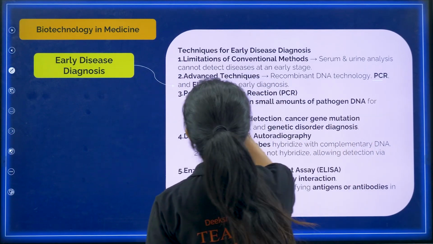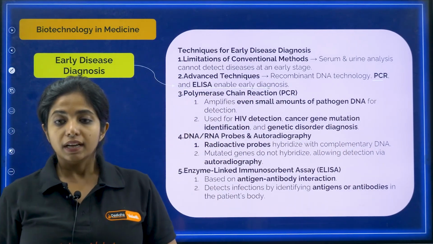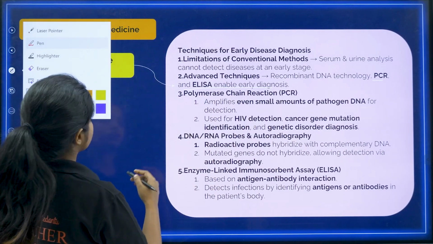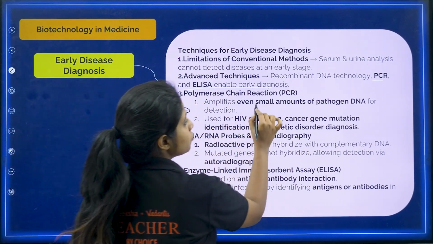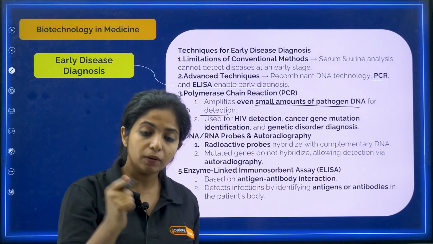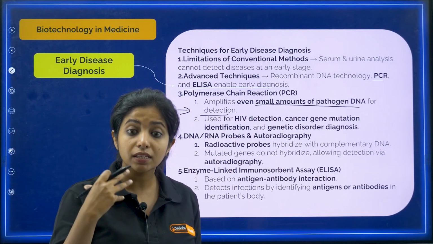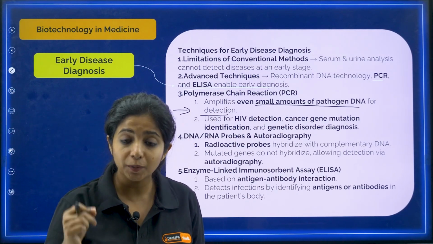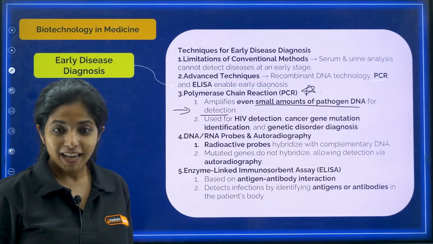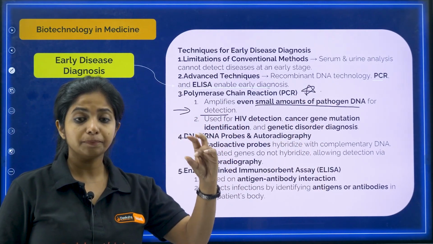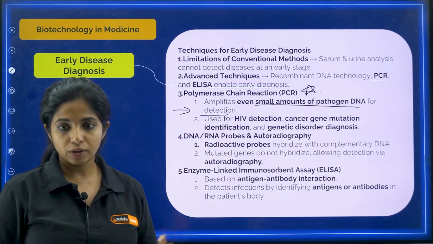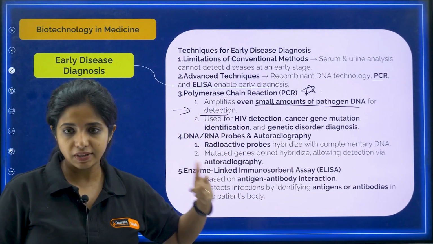Recombinant DNA technology, PCR and ELISA enable what? Early diagnosis. What is a very good thing about polymerase chain reaction or PCR? It amplifies even a small amount of pathogen DNA for detection. So even if it's small, if we keep it for amplification, it will increase the number and we can easily detect it. That is the use of polymerase chain reaction, and this is a question that usually comes: which technique is used to detect even traces of pathogen DNA? It is polymerase chain reaction because it amplifies it as well.